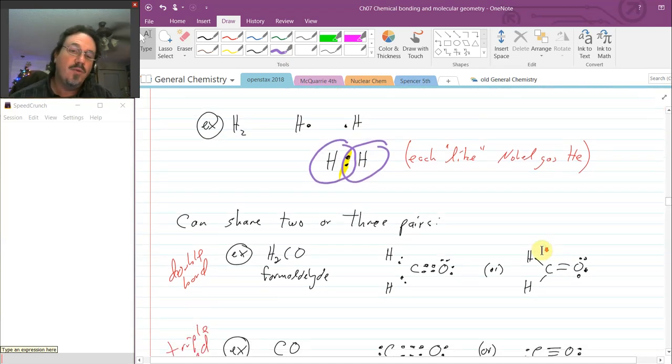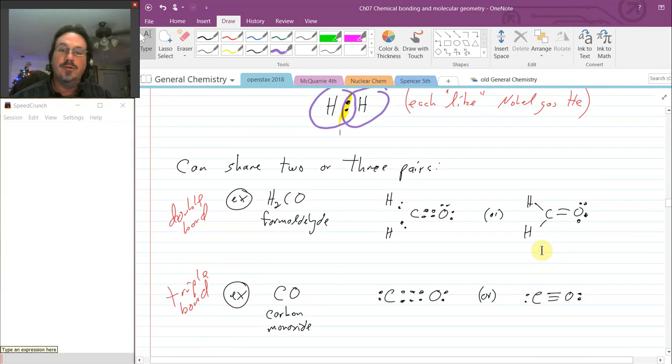Interestingly enough, we can share more than just a pair. We can share 2 pairs. We can share 3 pairs sometimes. And that works too. As long as we can get them up to be like a noble gas, they're happy.